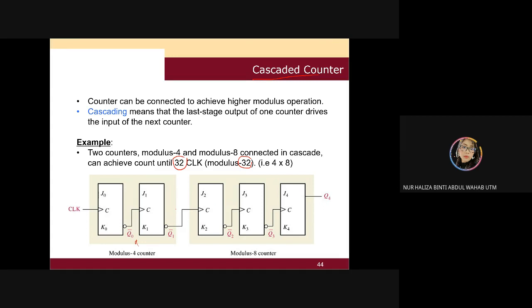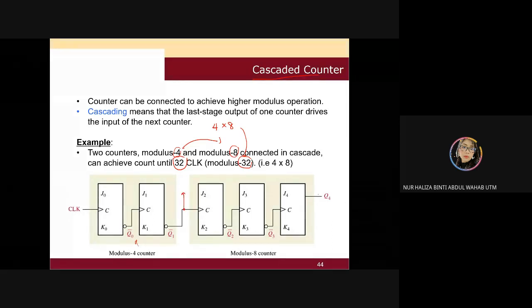Like this example, you have modulus 4 with Cascade with your modulus 8. So when you times this together, 4 multiplied with 8, you're going to get 32. So at this certain part, you will divide the frequency following how many modulus, how about your modulus counter there.